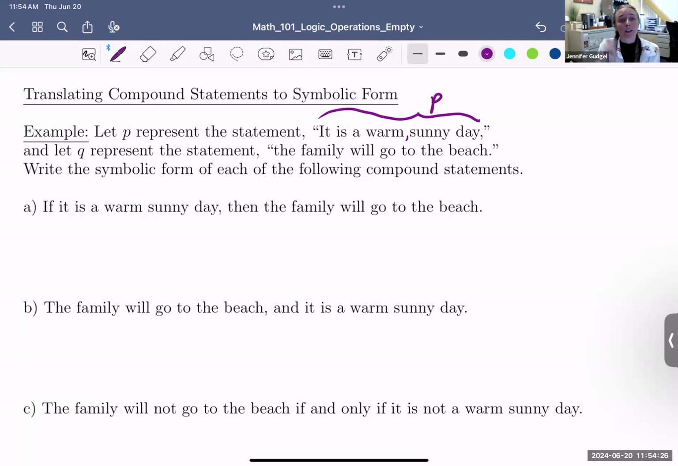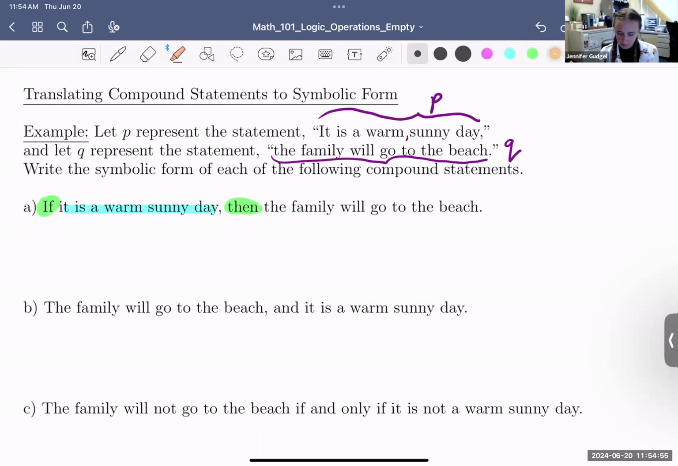All right. Q is the statement the family will go to the beach. And we are going to write symbolically the compound statements below. We're going to translate them from words to symbols. So you'll see here we have if, then. If it is a warm, sunny day, then the family will go to the beach.